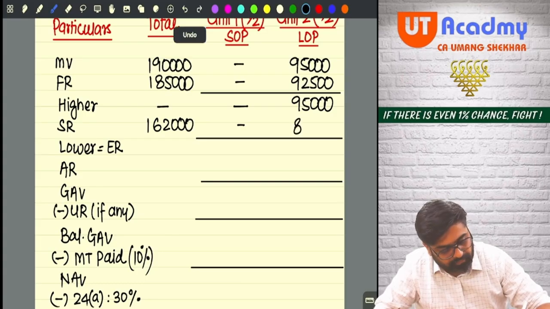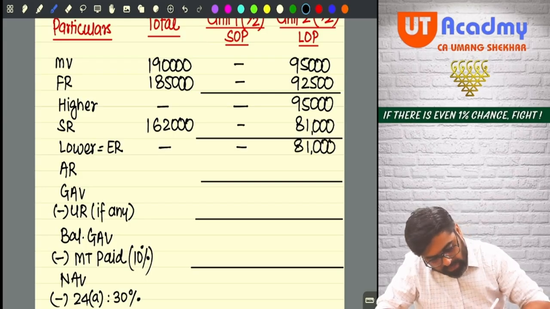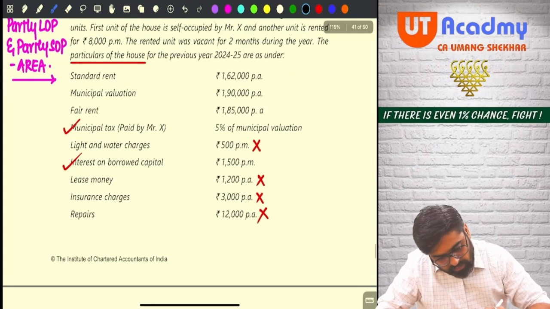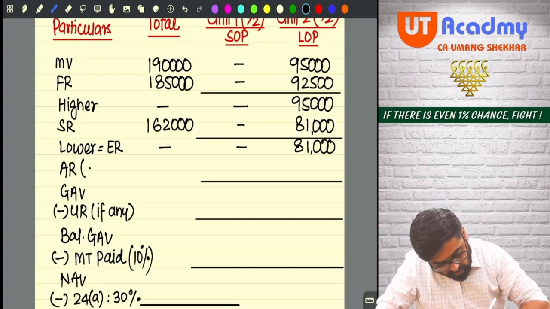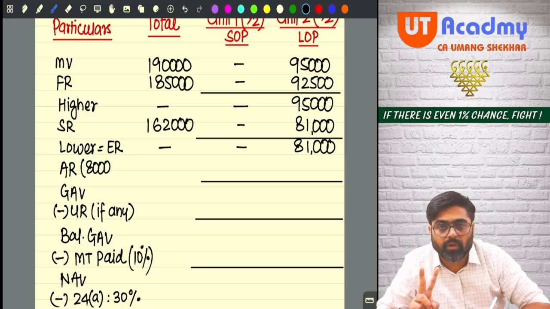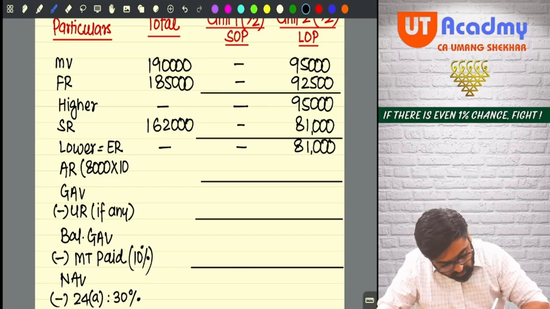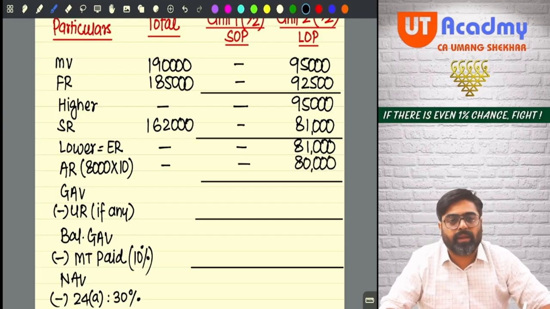Pay attention now. Lower will be how much? 81,000. Then what is the actual rent? The property is given on a rent of rupees 8,000 per month. Let out portion is given on a rent of 8,000. But there was 2 months vacancy, no? So the let out period is only 10 months. So actual rent will be for 10 months only, and it will be 80,000. Is my actual rent lower than expected rent?